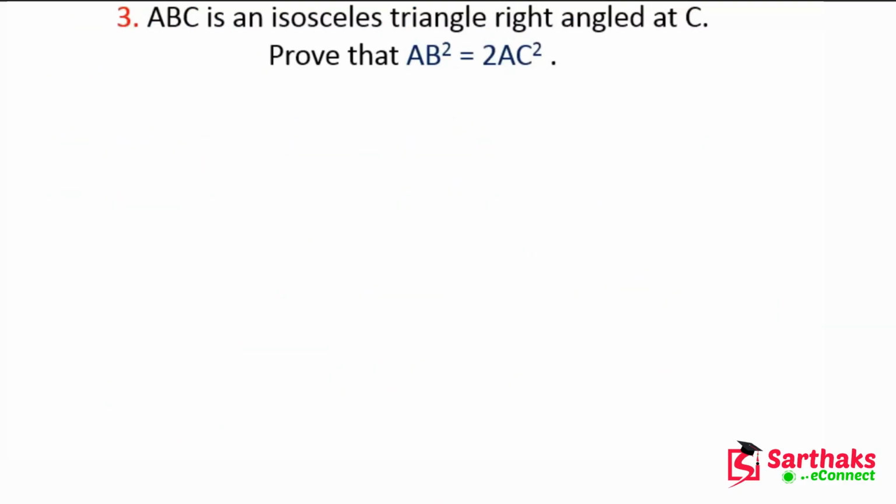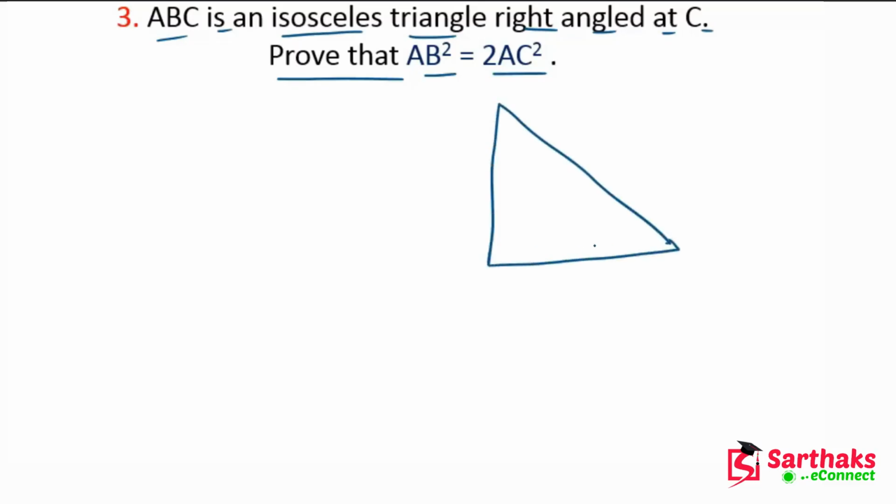Yes, question number third. So what is question number third? ABC is an isosceles triangle, right angle at C, and we have to prove AB square is equal to twice of AC square. Okay, so let's do that. First draw the right triangle. So this is a right triangle ACB, because right angle at C, and this is an isosceles triangle, meaning this side is equal to this side.